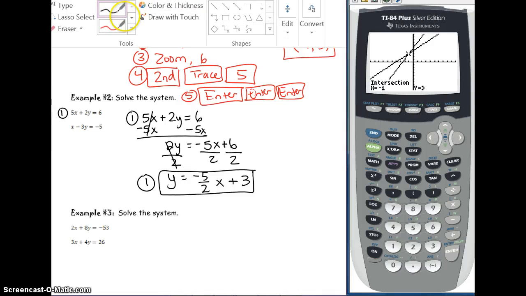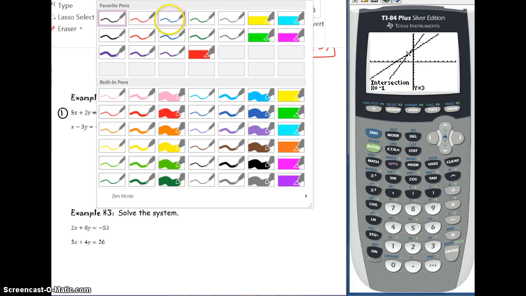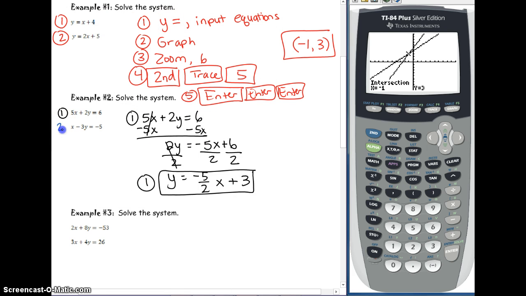I'm going to change my color. Let's see, blue. That's going to be my second equation. X minus 3y equals -5. We're going to solve this one for y as well, so we're going to start by subtracting x. Notice how nice and neat my work is. If I don't write it nice and neat, I lose negatives here and there, and that's not okay in math, okay? So make sure you don't lose anything.